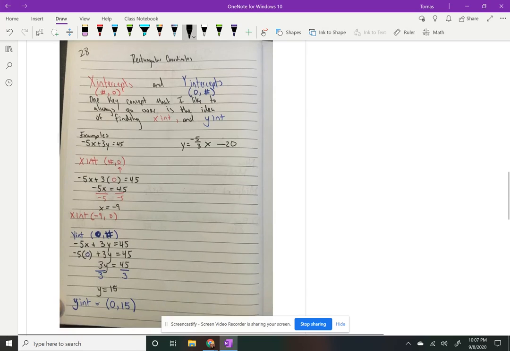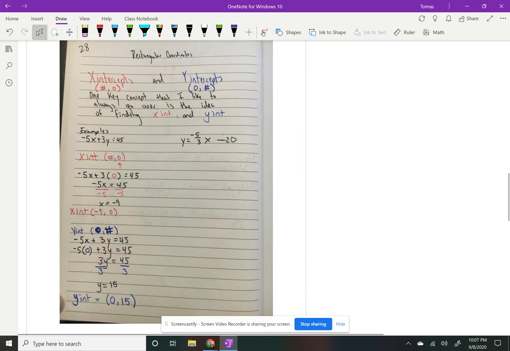Let's see. Oh, this one right here. This is probably my favorite thing to do, actually. I like to do x and y intercepts. Whenever they give me a graph or an equation or whatever, this is the first thing I do. Before they even ask me what the question is, I always find x and y intercepts.